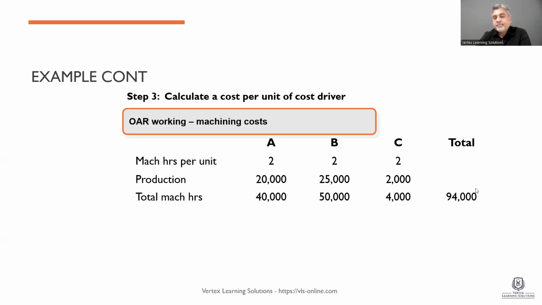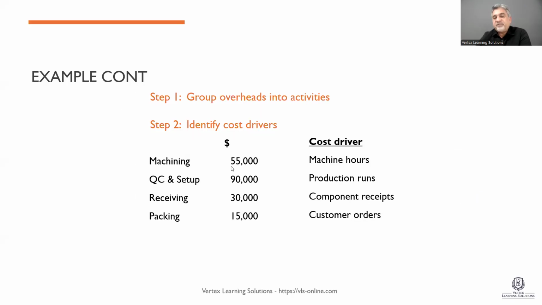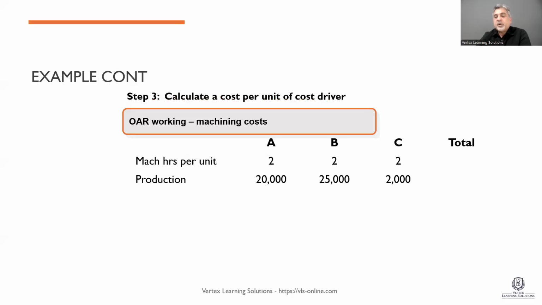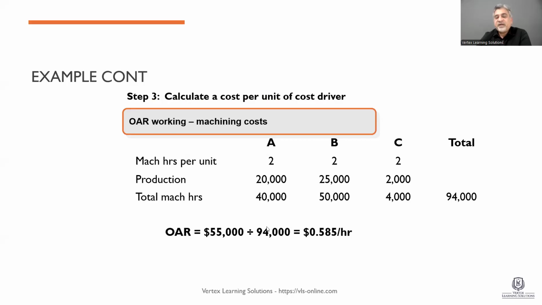And then if you remember, your machining cost was $55,000. After spending $55,000, I got 94,000 hours. So now I think we can calculate the cost per hour. It should be very simple. 55,000 divided by 94,000. Each machine hour costs 0.585 per hour. So 58 cents, or $0.585 per hour, is the cost. And now you will allocate it to each product.